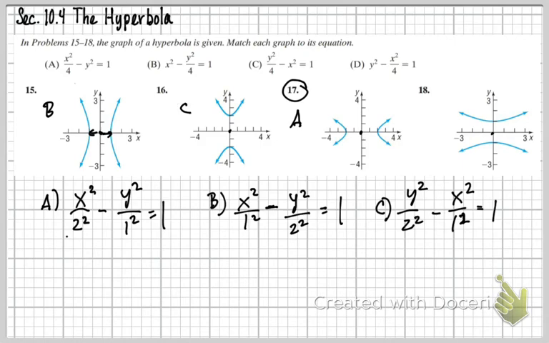And then D has to be the last one here, but let's take a look at why that is. So this is going to be y squared over 1 squared minus x squared over 2 squared equals 1. This means it's vertical because my y squared is positive, and it's 1 squared, so it should be a distance of 1 here and here, and it is. So therefore, D is going to be number 18.